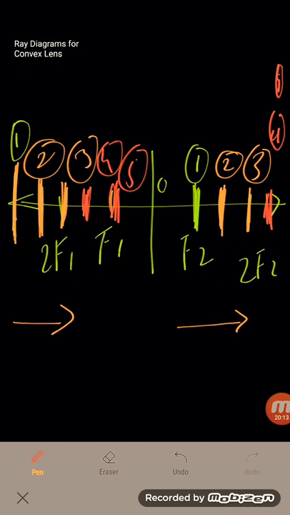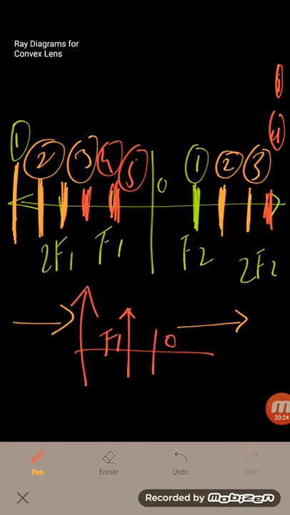Last one is what? If the object is between O and F1, the image is on the same side, right? Rest of the things just go on sliding right side.